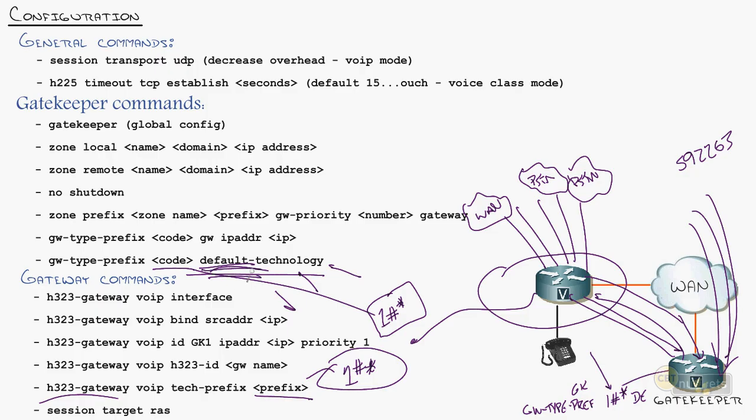So just think of this as a really big, confusing way of saying, you know what? Gatekeepers need default gateways too. We all need a little default gateway, and this is just the funky way that H323 decided to implement it.